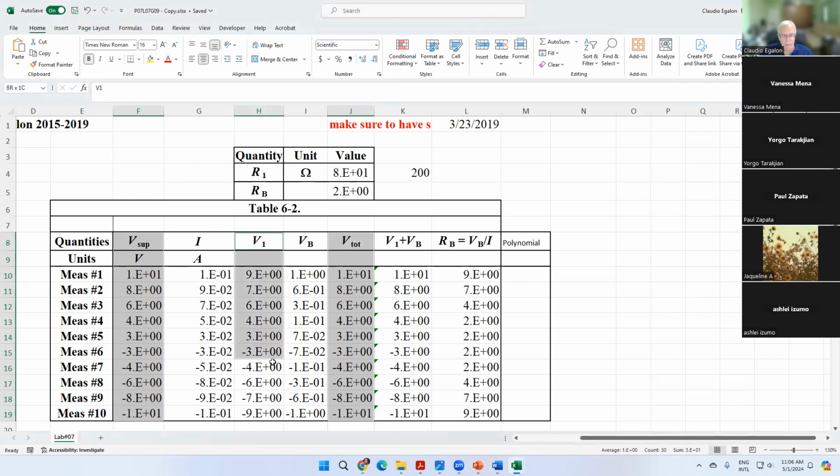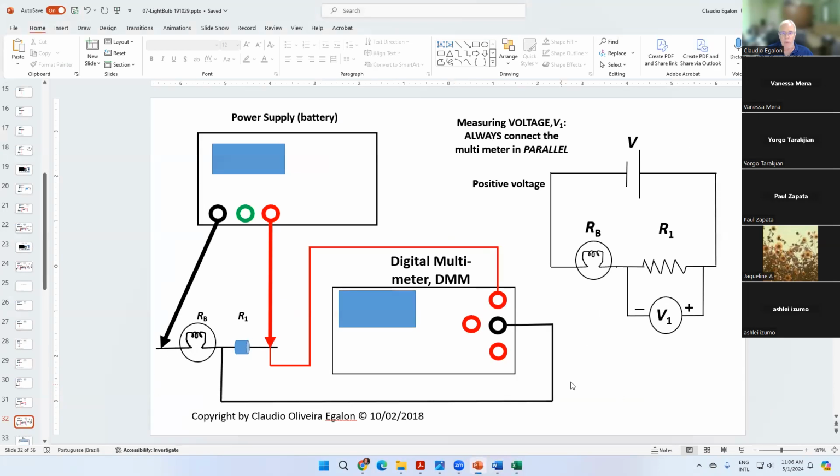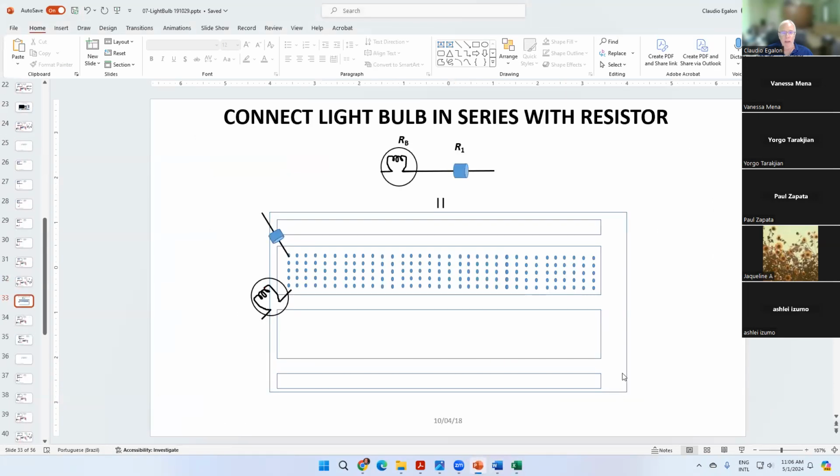Okay, and here you go. This column here, we're done with this column. And now we are going to do that for the light bulb, right? Invert the polarity.